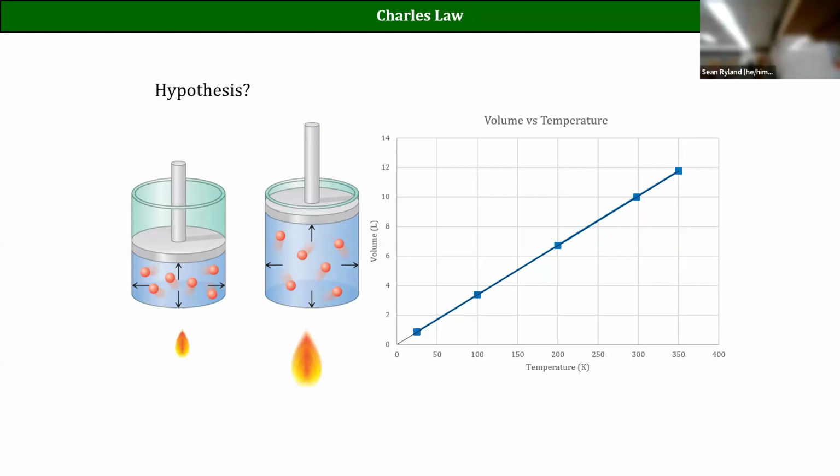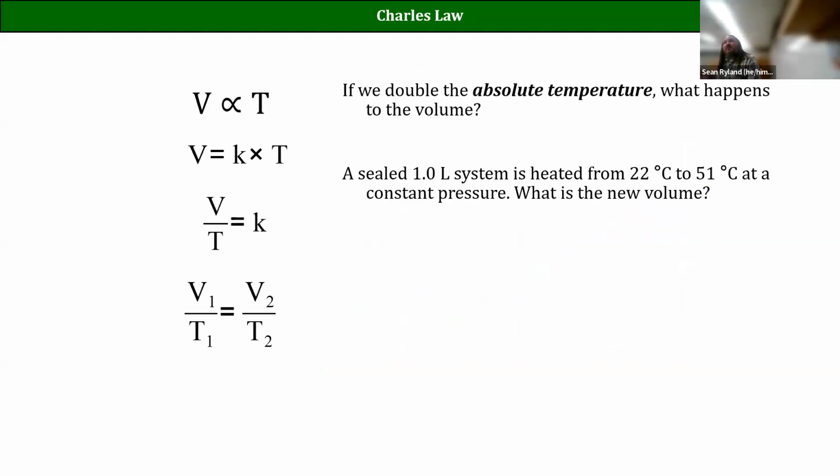Because if you look at this equation, when we actually write out the simple gas law for Charles' law, we're going to wind up with V1 over T1 equals V2 over T2.